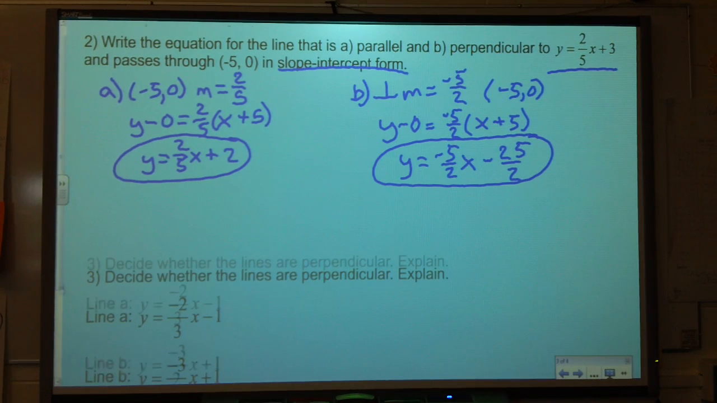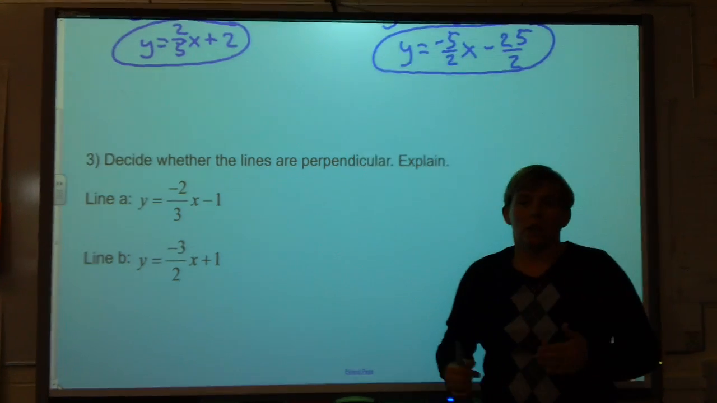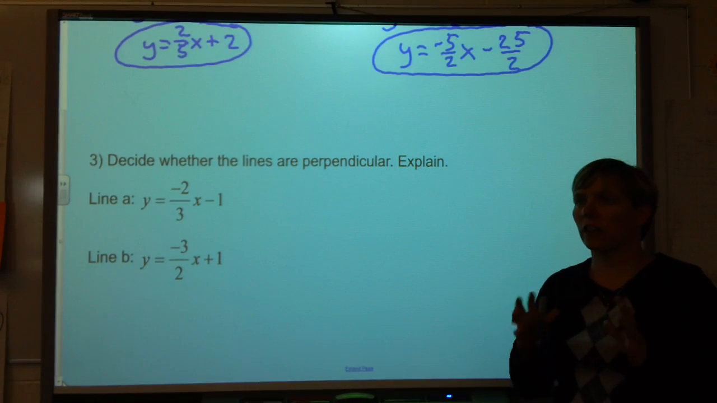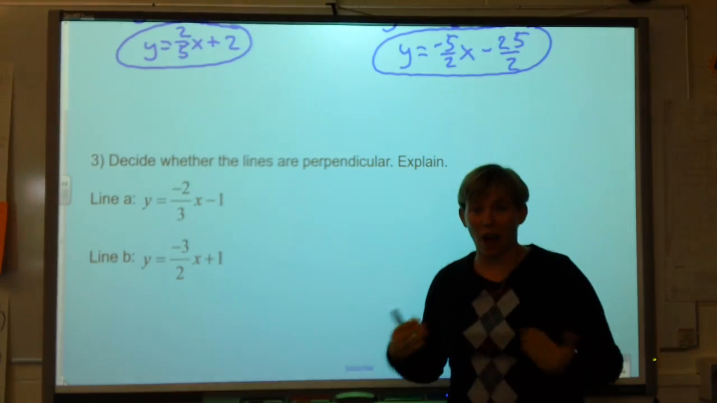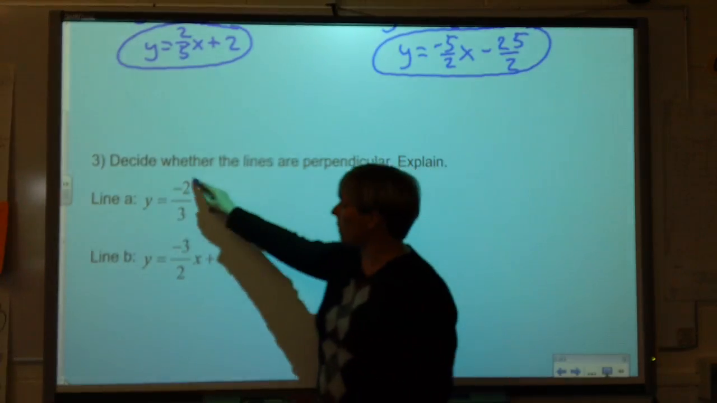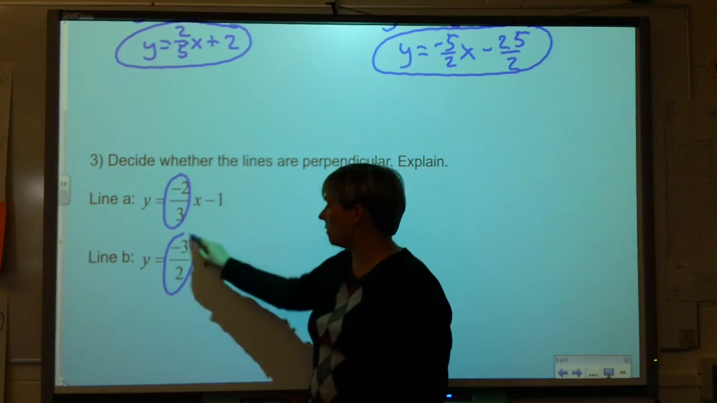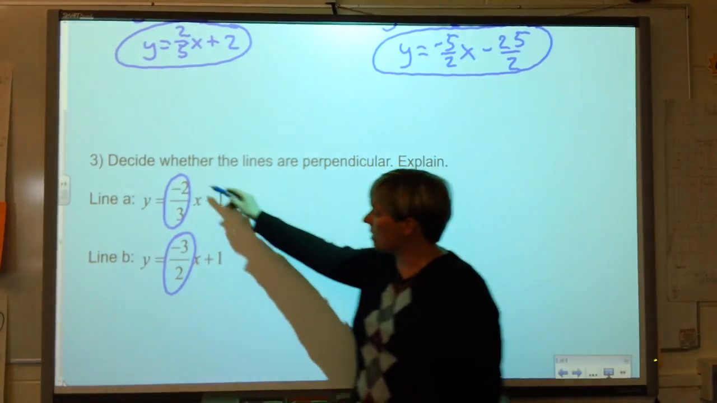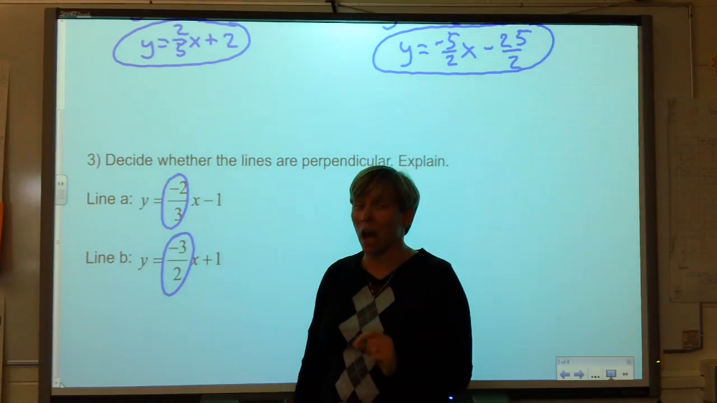Next question says, decide whether the lines are perpendicular and explain. My explanation is showing on paper that my slopes are opposite inverse. Well, how do I do that? I show that when I multiply my slopes, I get negative 1. So if I'm looking at my slopes, this one has a slope of negative 2/3. This one has a slope of negative 3/2. So I can already tell these are not perpendicular because this is not the opposite inverse of this. It's close, it's the inverse, but it's not the opposite inverse.